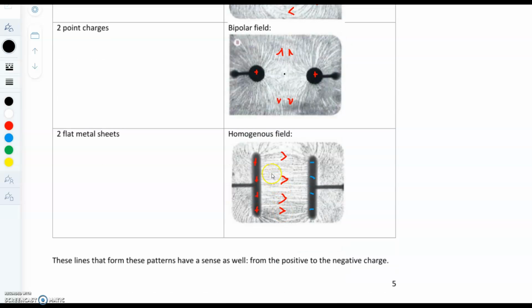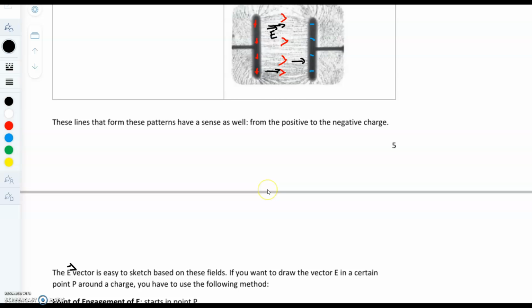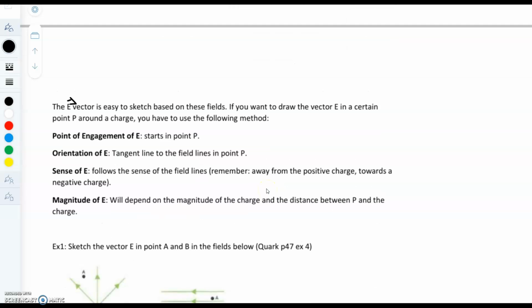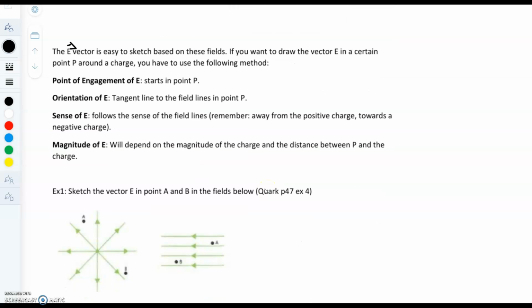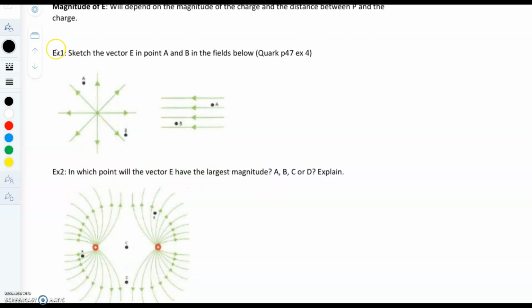If I wanted to draw the field vector in this homogeneous field, however, it would have to be equal length no matter where I draw it, because the definition of a homogeneous field is that they're identical no matter where in the field you place point P. Okay? Now, the exercises you have to do are the following.